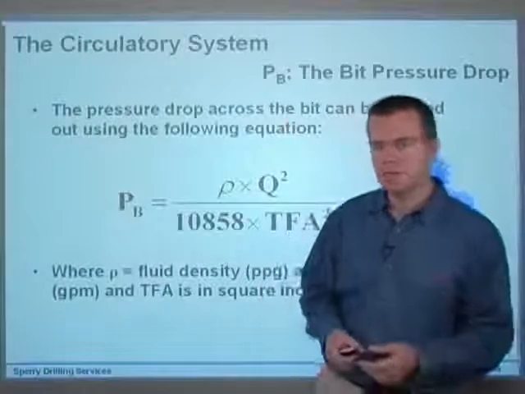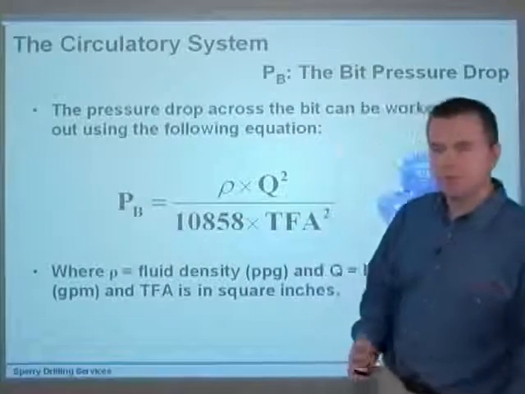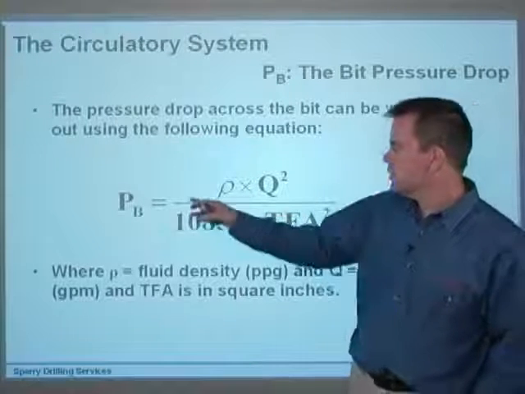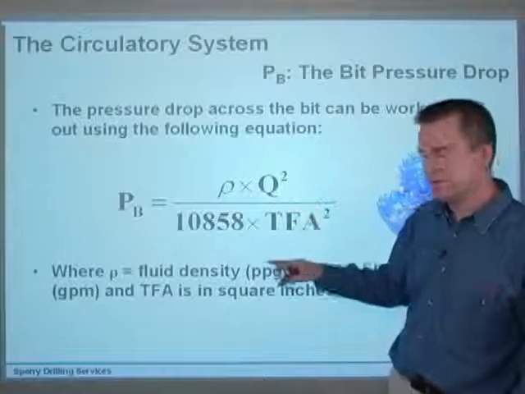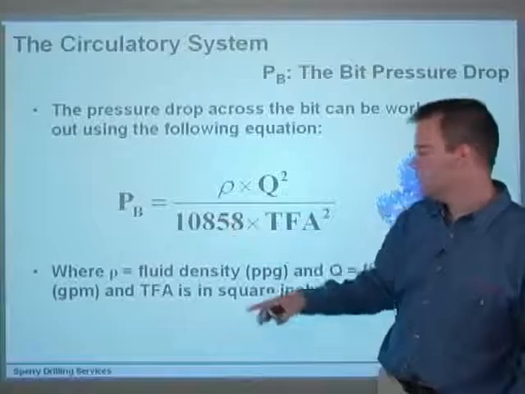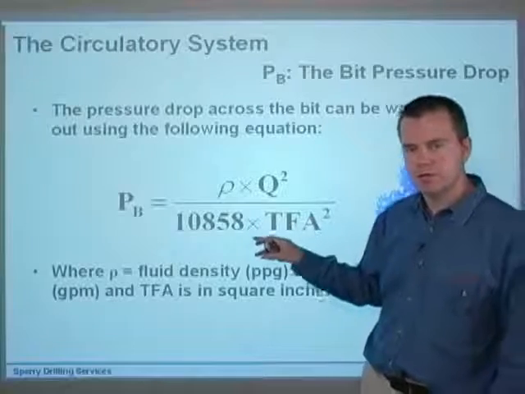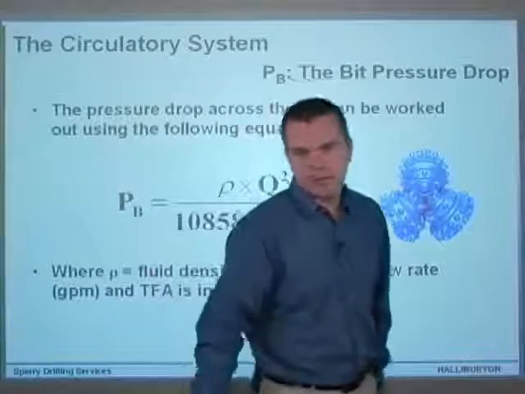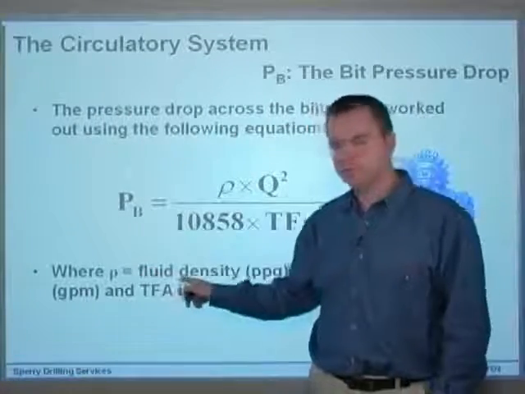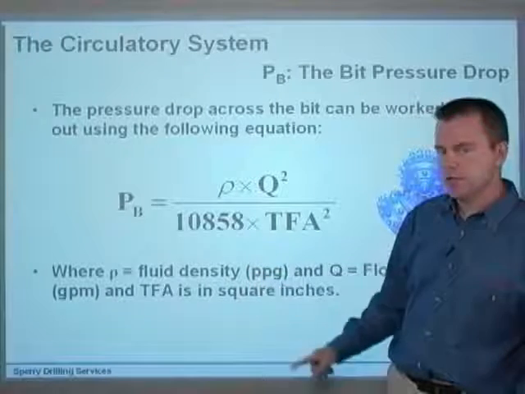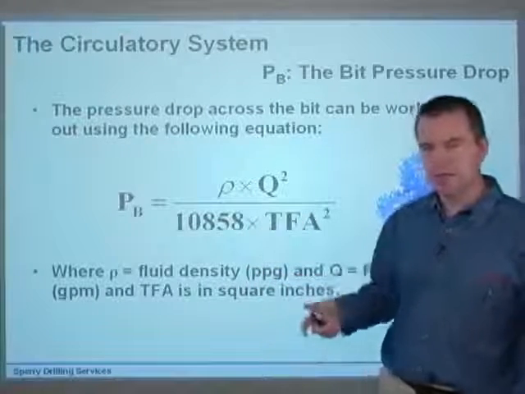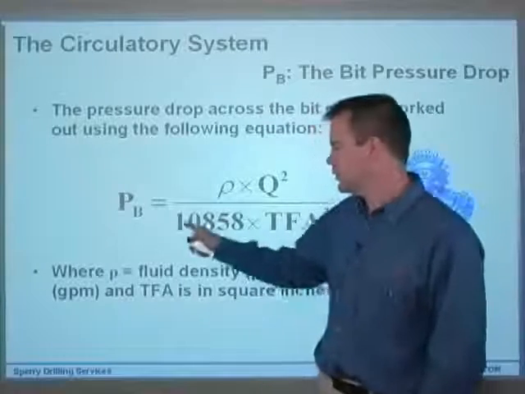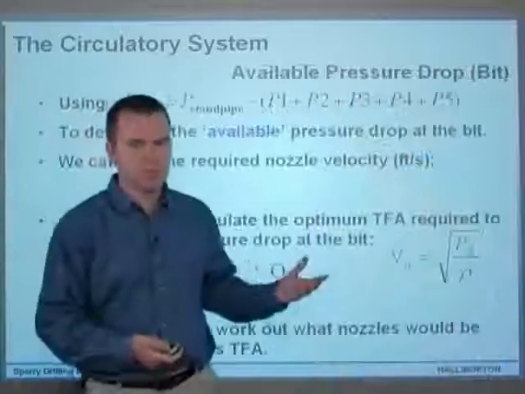Now looking at PB, which is the bit pressure drop, basically the pressure drop across the bit can be worked out using this equation here. PB equals density times the square of the flow rate divided by 10,858, and also divided by the square of the total flow area of the bit, where you've got rho in this equation, fluid density in pounds per gallon, Q is flow rate in gallons per minute, and TFA is in square inches as well. Otherwise that constant changes. That was the bit pressure drop equation.